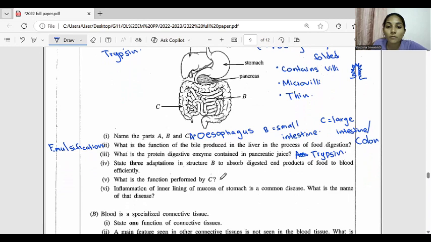What is the function performed by C? The function of C is absorption of water. Next, inflammation of the inner lining of the mucosa, to match the common disease. That disease is called gastritis.